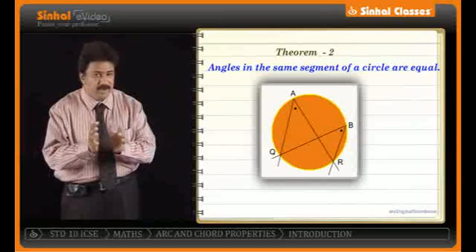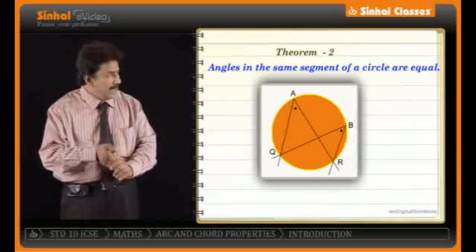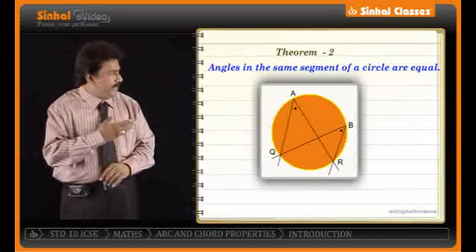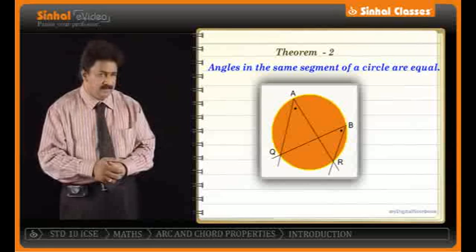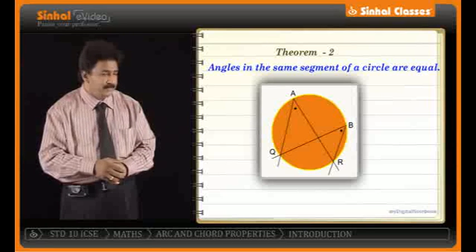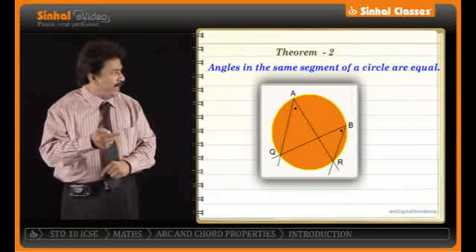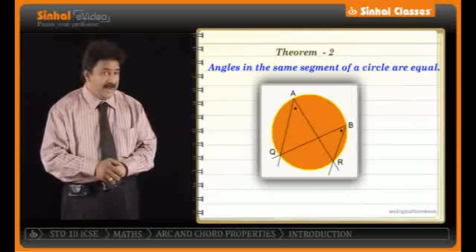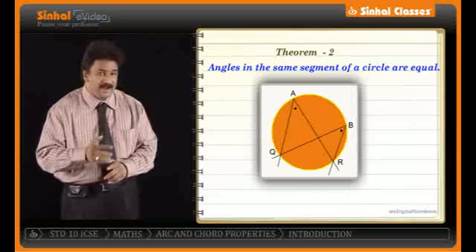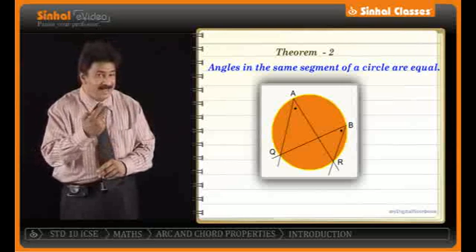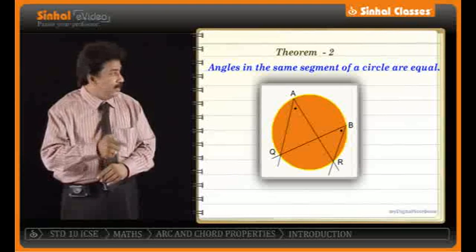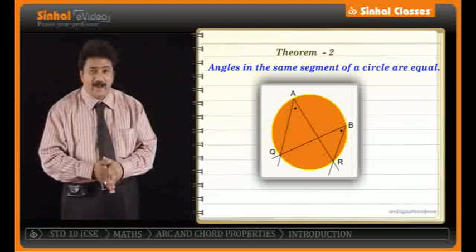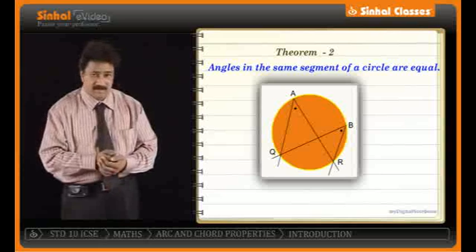See the figure very carefully. I have given one circle to you. In this circle, there are two angles on the circumference. So what are the angles QAR and QBR? See these two angles very carefully: angle QAR and angle QBR.